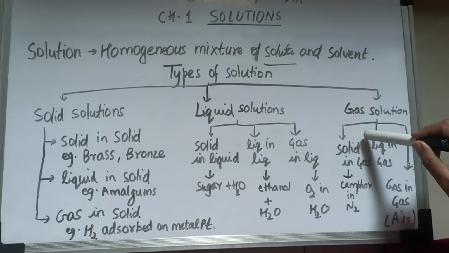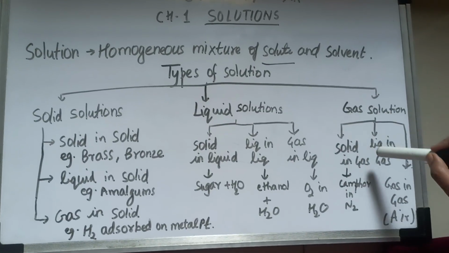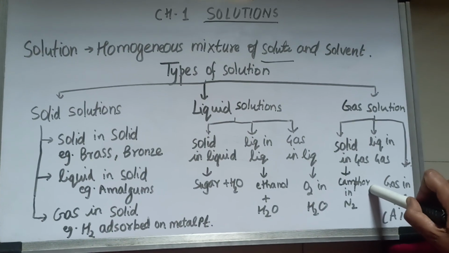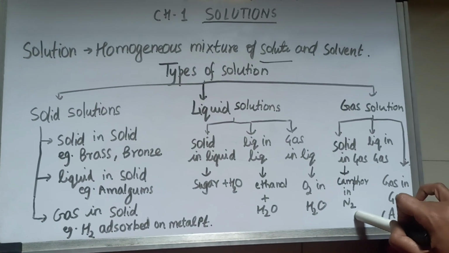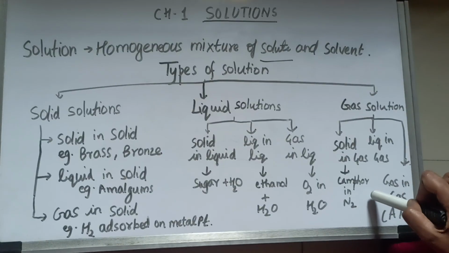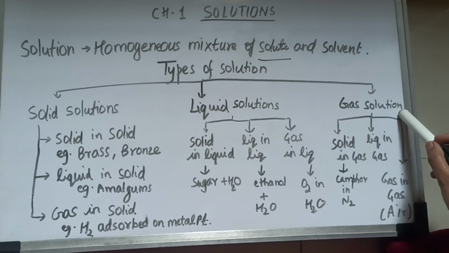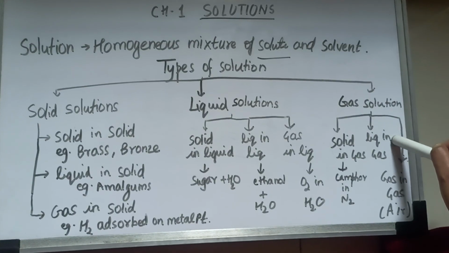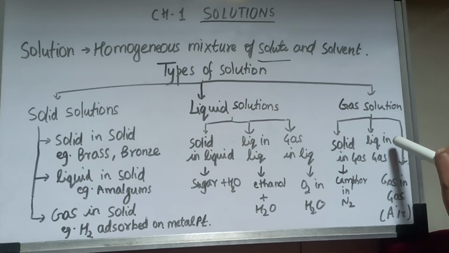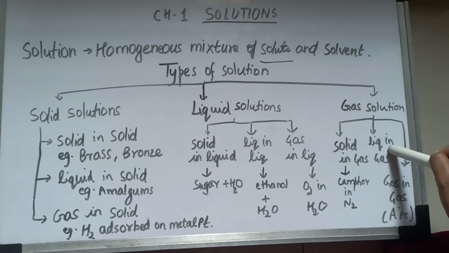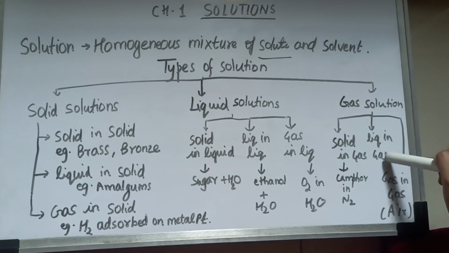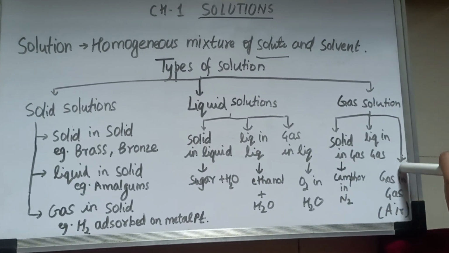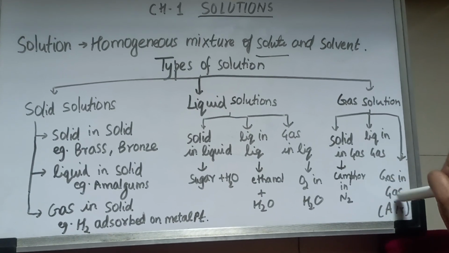So first is solid in gas. Solid in gas, the best example could be camphor or any other sublimable solid in nitrogen gas. So that can form a homogeneous mixture forming gaseous solutions. Next part, that is liquid in gas. Now liquid in gas could be chloroform or any other liquid in gas that can form gaseous solution. The third part, the most easy thing is gas in gas.